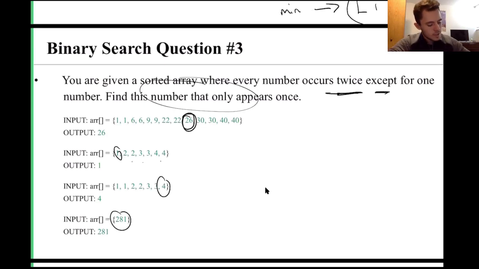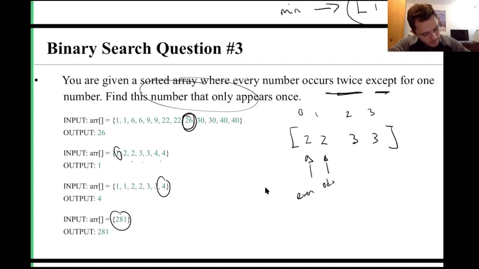Essentially, if we consider an array that had only double elements, like let's say we had 2, 2, 3, 3, we don't even have to really consider the fact that the array is sorted. What we need to look at is the indices. Because if we have an array with only double elements, this is going to be index 0, 1, 2, 3. We know that the first index for any given element is going to be even, and then the second index is going to be odd.